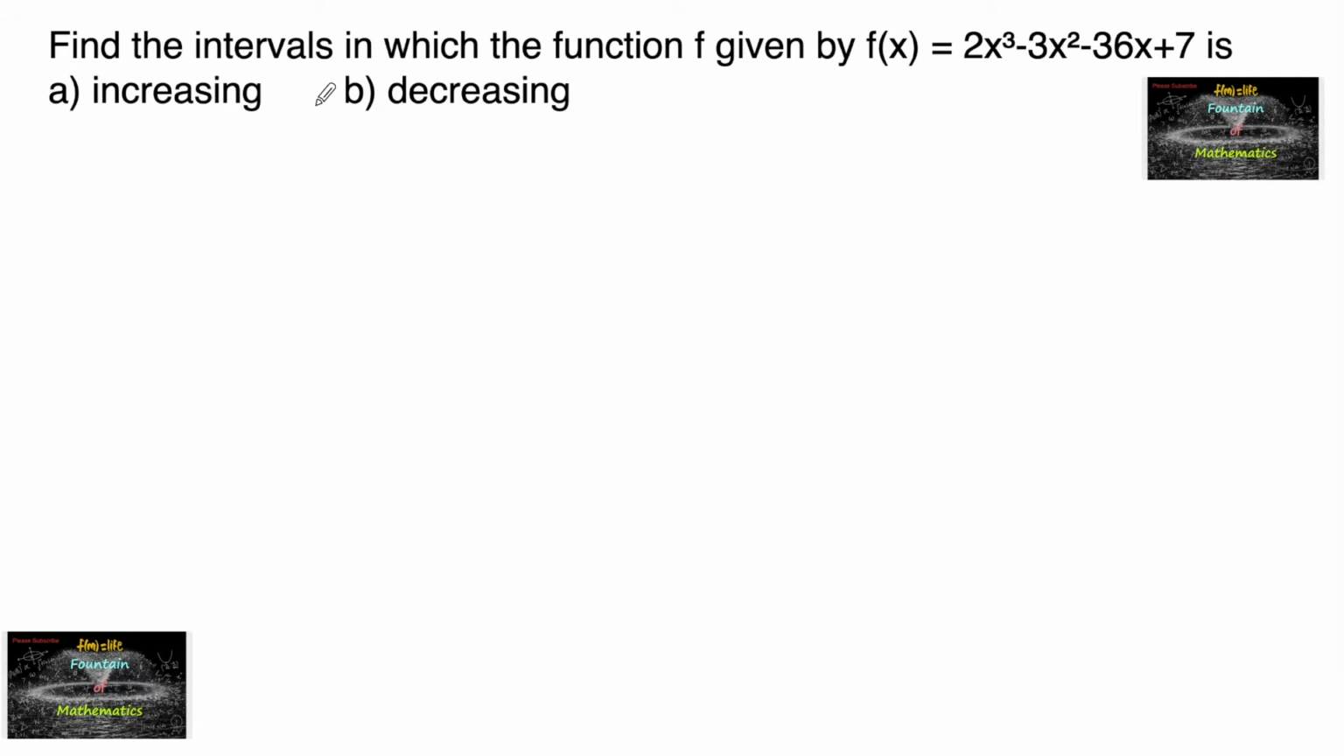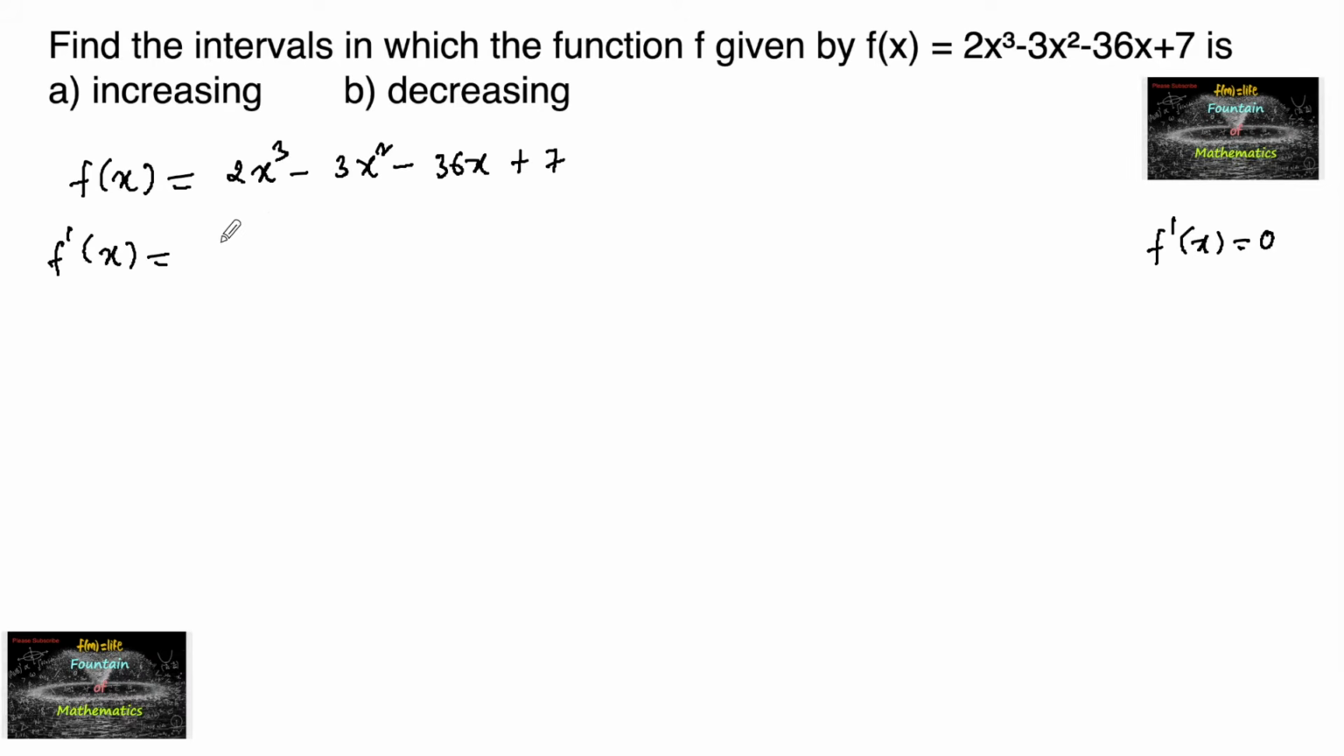Find the intervals in which the function f given by f of x is equal to 2x^3 minus 3x^2 minus 36x plus 7 is increasing, and in which interval it is decreasing. Since we know that the given function will change its behavior when f'(x) is equal to 0, let's find the differentiation.